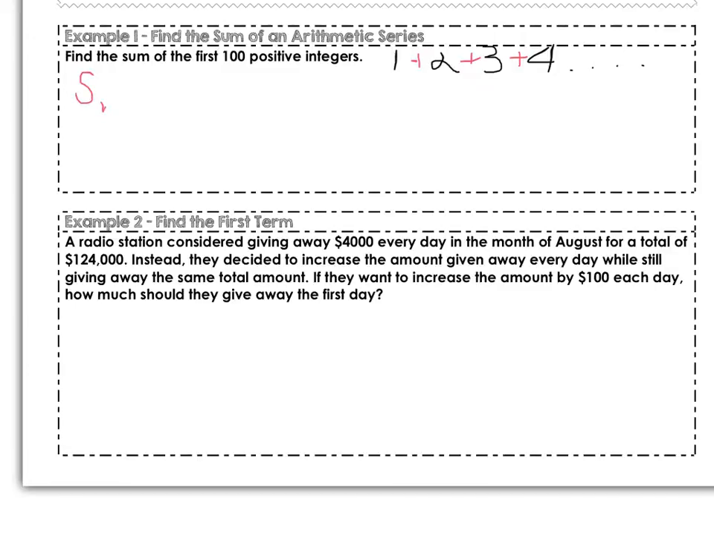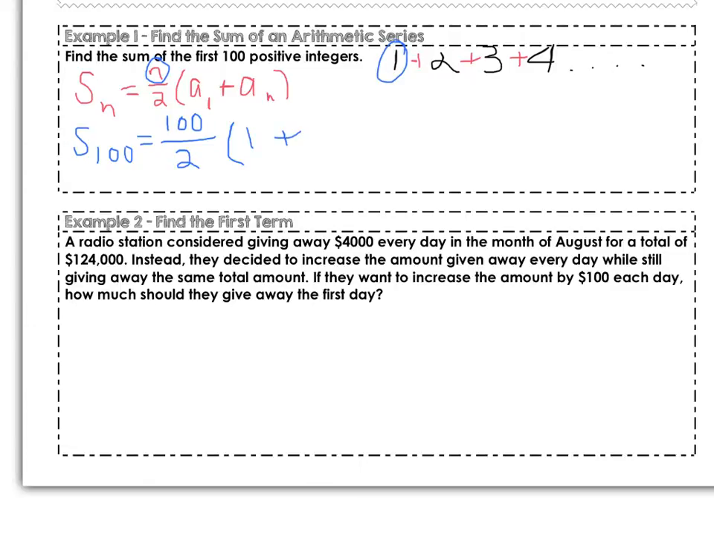Let me rewrite what the sum formula is for arithmetic sequences. For arithmetic sequences, we have n over 2 times the quantity a1 plus a sub n. Now, it's important to recognize that this n in our formula represents the number of terms I'm finding the sum of. So I'm finding the sum of the first 100 terms, so there are going to be 100 terms in my series. Cut that in half. The very first term of my series is going to be 1, and the very last term at the end of these first 100 positive integers is going to be 100.